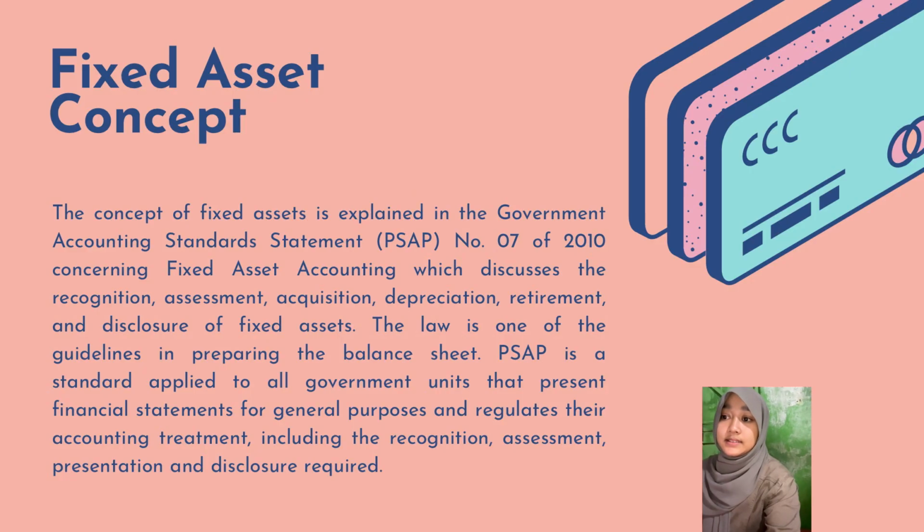Next is fixed assets concept. The concept of fixed asset is explained in the Government Accounting Standard Statement or PSAP number 7 of 2010 concerning fixed asset accounting, which discusses the recognition, assessment, acquisition, depreciation, retirement, and disclosure of fixed asset. The law is one of the guidelines in preparing the balance sheet. PSAP is a standard applied to all government units that present financial statements of general purposes and regulates their accounting treatment, including the recognition, assessment, presentation, and disclosure required.